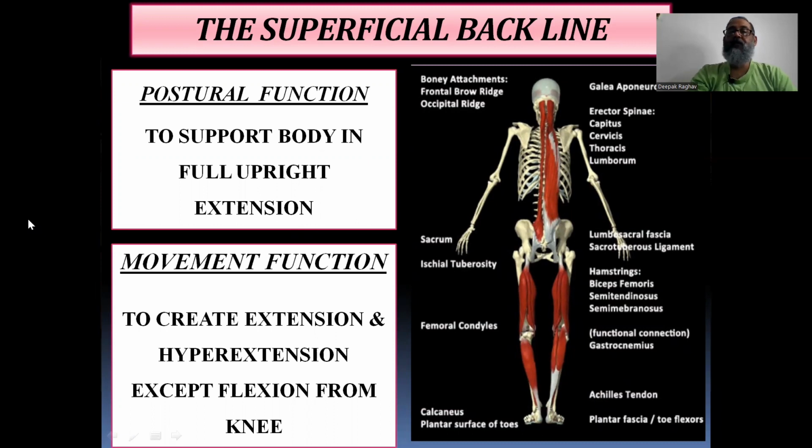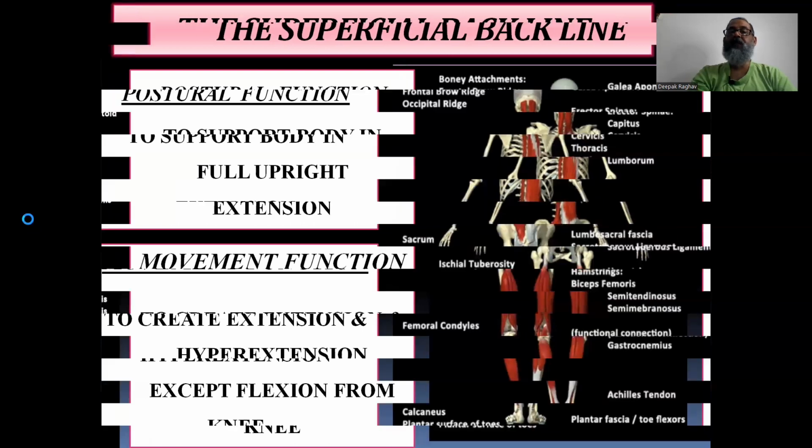So the superficial back line consists of the galea aponeurotica, erector spinae, capitis, cervicis, thoracis, lumborum, lumbosacral fascia, sacrotuberous ligament, hamstring muscles, gastrocnemius, Achilles tendon, and plantar fascia. This is the superficial back line.